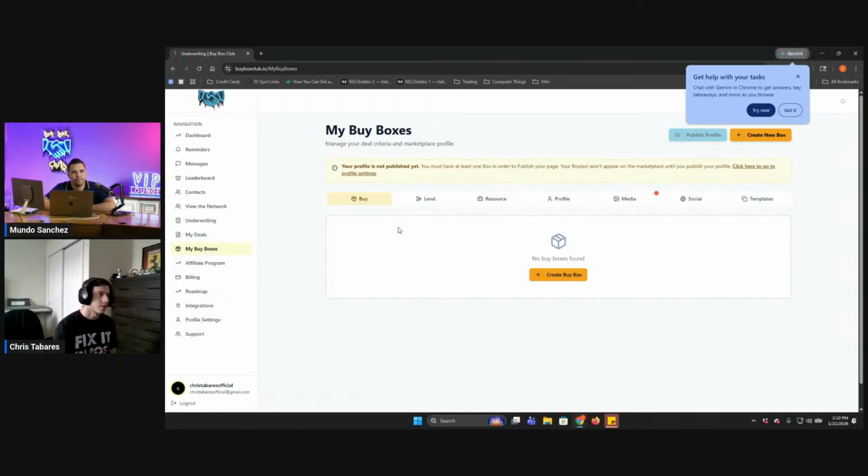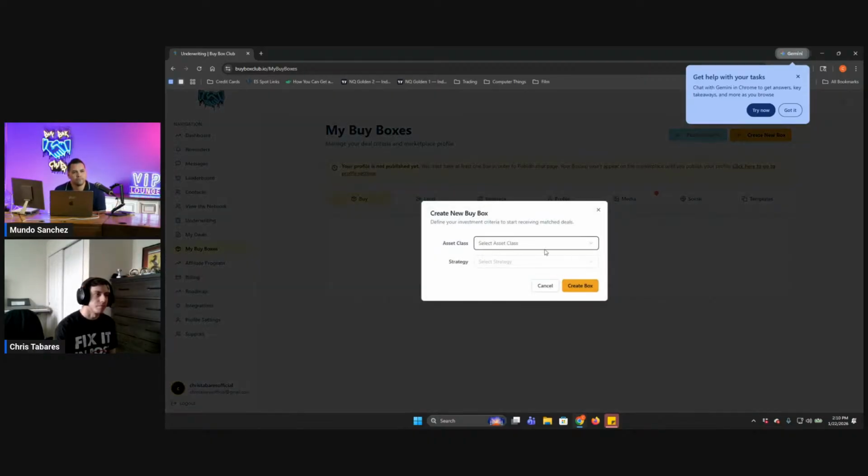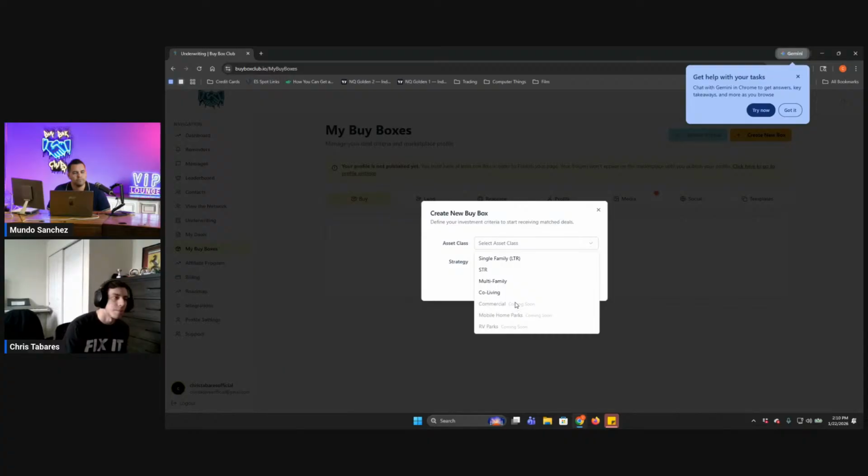Awesome. All right. It's a bunch of different tabs here, but I'm going to start with just the basic create buy box right here. Define your investment criteria to start receiving matched deals. Asset class, okay, meaning what kind of property is this?